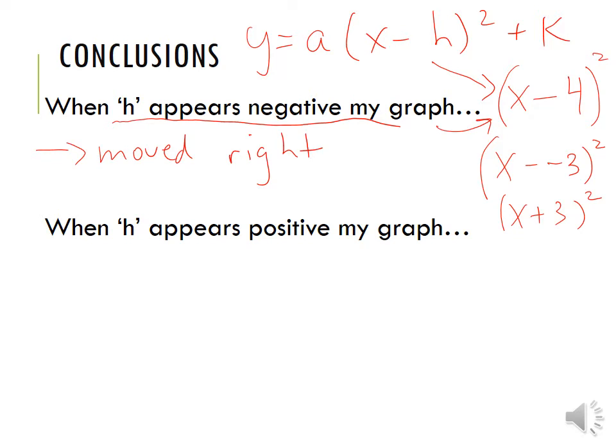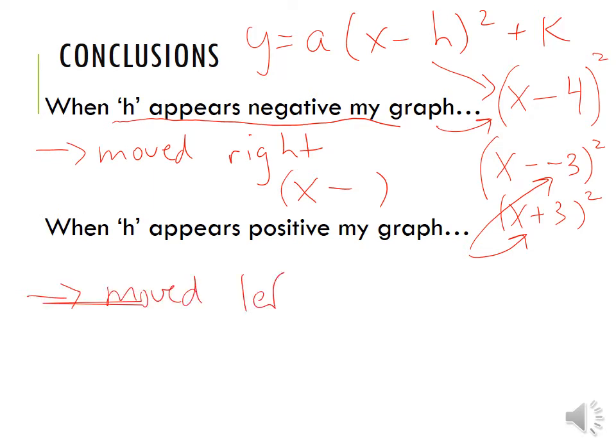So whenever we have something that's x minus, it's going to move to the right. When h appears positive, so that's like this one right here, which really meant we had a negative h value. But we know two negatives make a positive. So when h appears positive, your graph moved left. So whenever we have x plus some number, it moves to the left.